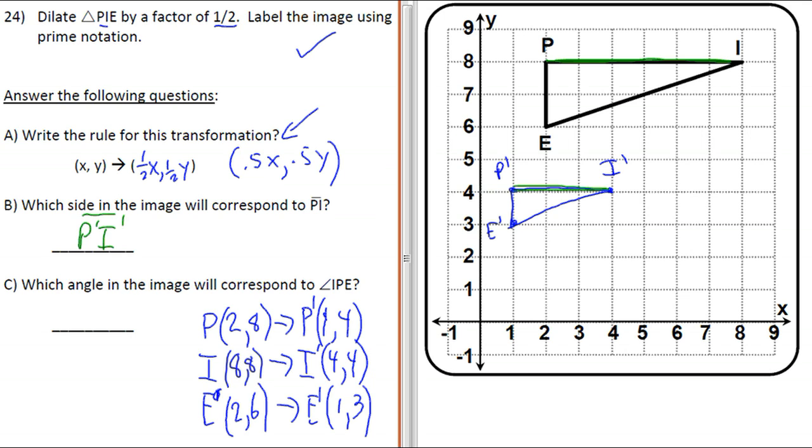And the last question is which angle in the image will correspond to angle IPE? Remember, the middle angle is what they actually are worried about, but IPE goes in that direction. So that means I prime, P prime, E prime. So I prime, P prime, E prime. And that's it. Full credit.